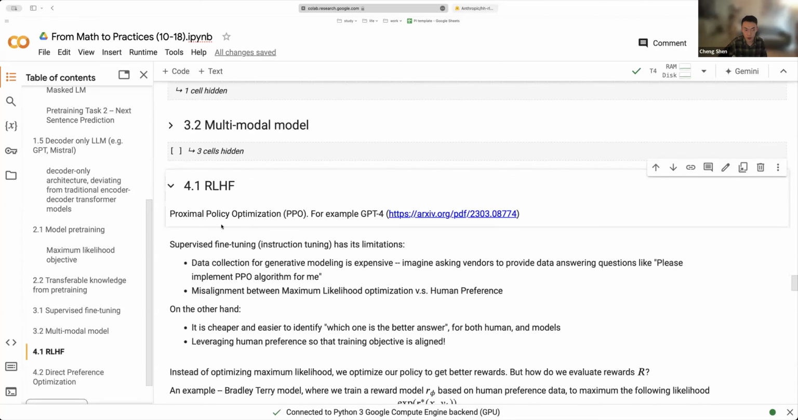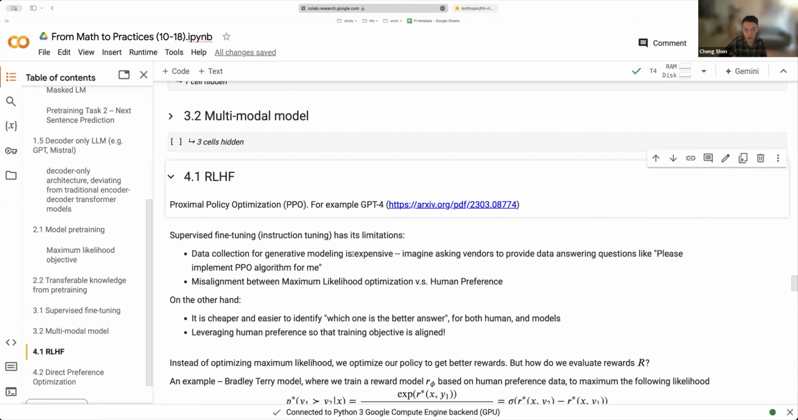So the first method proposed is proximal policy optimization. It's used in GPT-4 to tune the model to give higher quality results. The reason is that if we are just doing supervised fine-tuning with the maximum likelihood method, either it's the pre-training part where we give it a large amount of corpus and ask the model to predict the next token, or even if we do instruction fine-tuning by providing a prompt and training the model to predict the tokens in the answer, it still has its limitations.